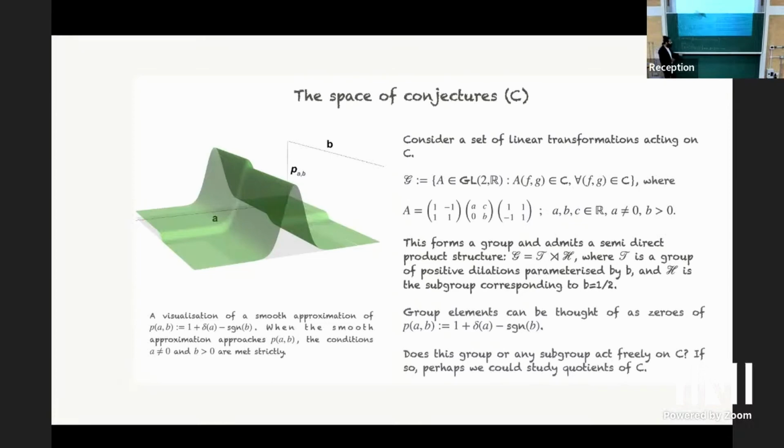What we realize is if you remove the bilaterality condition, then this is no longer a group under composition. So it doesn't act on the conjecture space.